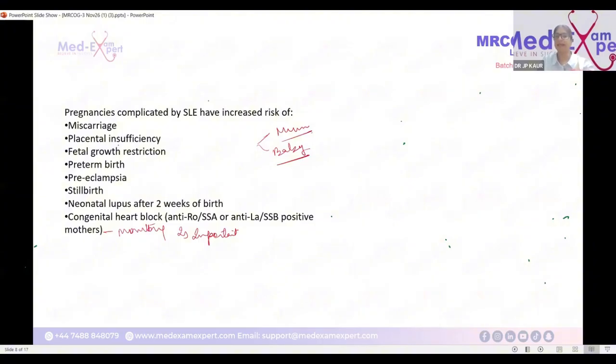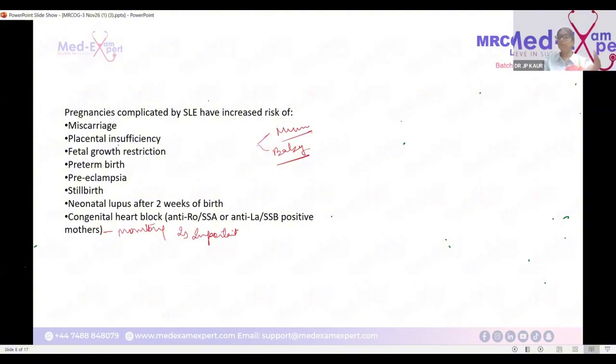So how it affects the pregnancy. Pregnancy complicated by SLE has increased risk of, why increased risk? If you are doing a structured discussion, tell the examiner that because of the immune complexes and the blockage of the arterioles, there can be reduced supply to the placental bed, and there can be increased risk of miscarriage, placental insufficiency, fetal growth restriction, preterm birth for the baby. And stillbirth can also happen due to the acute shutdown of the blood supply to the baby, also because of the growth restriction as well.